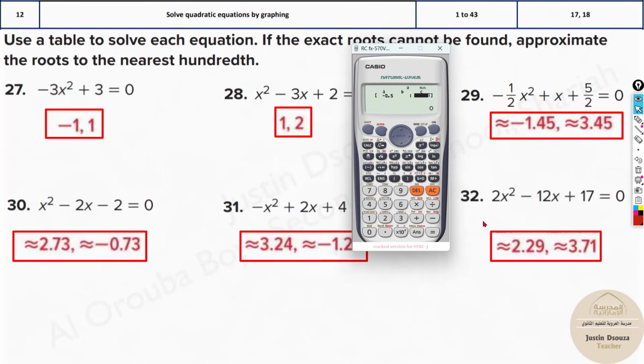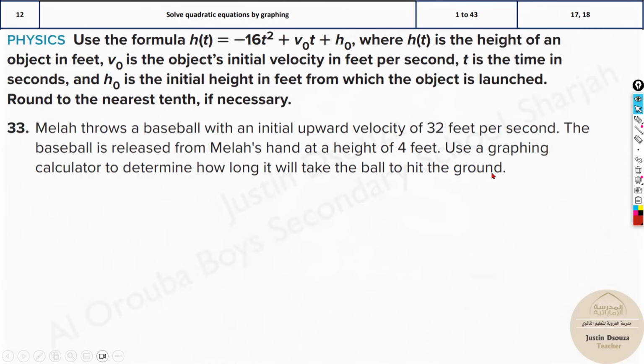And even over here, you can write it as 2.5 or 5 divided by 2, or this fraction symbol is the same thing. Yeah, the values. And now the answers are 3.45, because nearest hundredth, and over here it is minus 1.45. That's how we solve these.